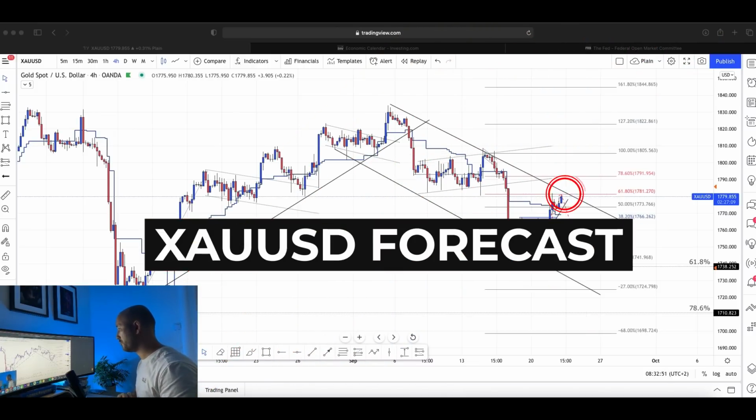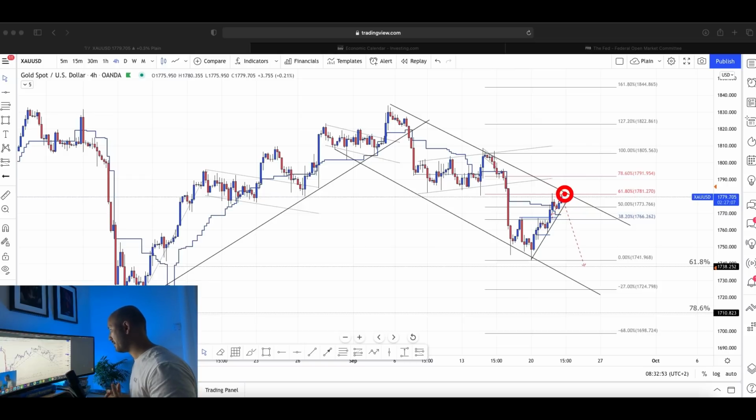And gold is hovering just at my sell limit at 1779. So I sold it at 1780. And in the last 2 days, Monday and Tuesday, we had some really good buy opportunities.